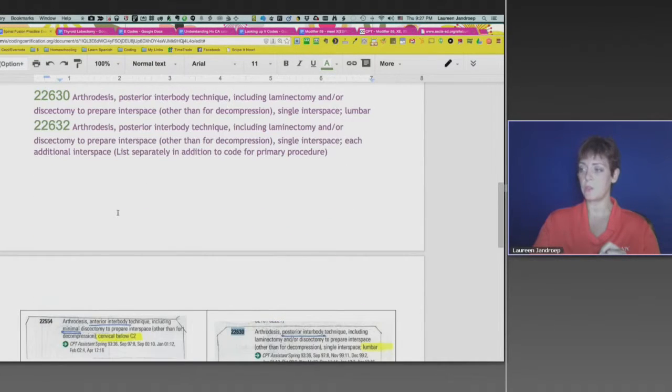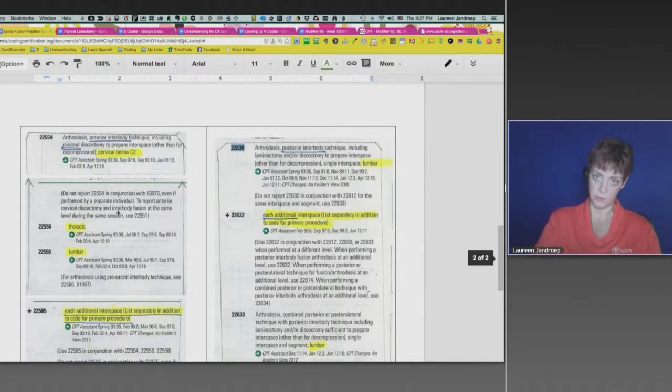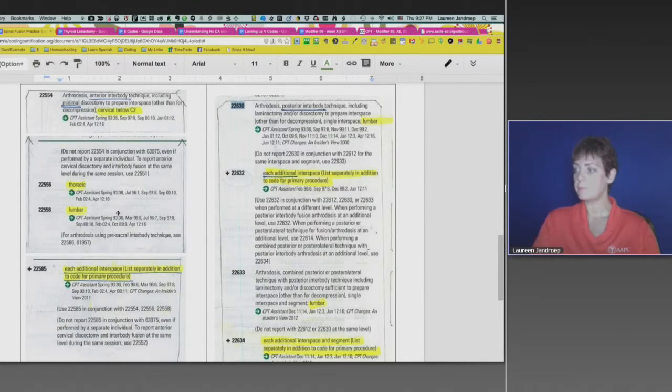This is what the codes look like in the manual versus taken from Supercoder. 22554, anterior interbody technique, and then your 22630 is posterior. So by looking at your manual, if you have it bubbled and highlighted, that's the technique that we teach in the Blitz, then that is a very visual cue to the difference. So when you go back and you look at your blip, you now know what you're abstracting for, because the way we teach is you look at the answers first and then go read the blip to see what you're looking for.